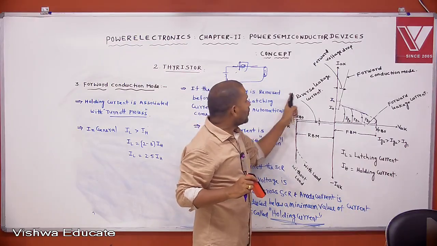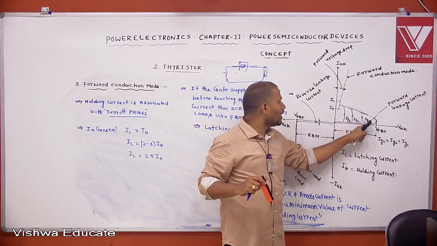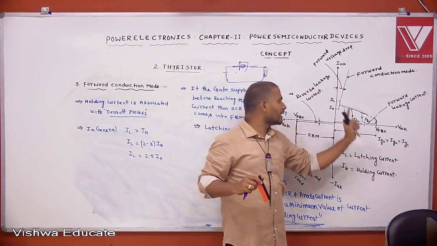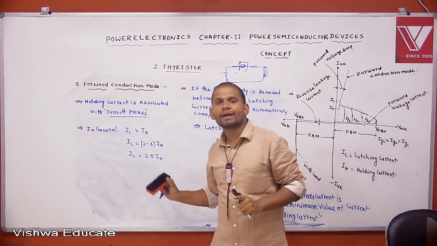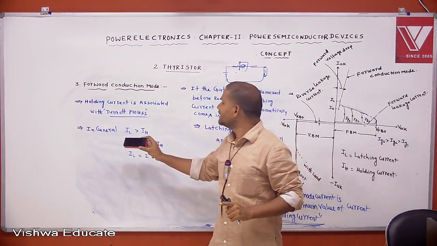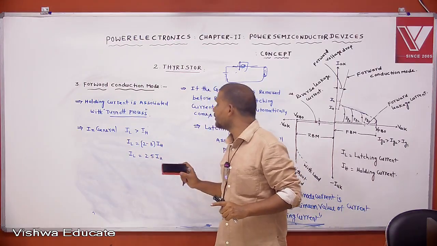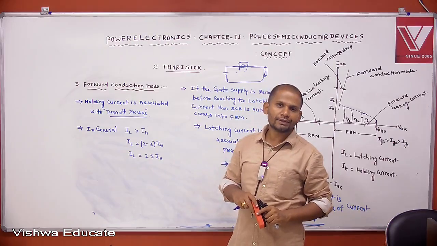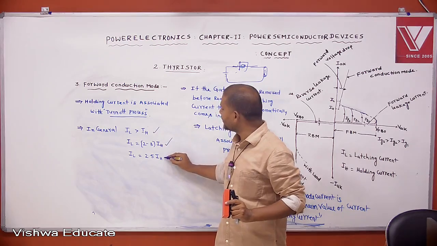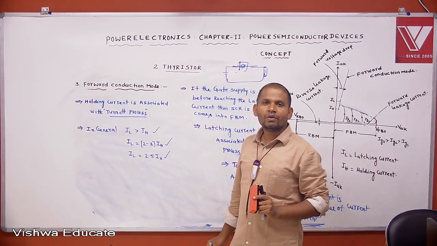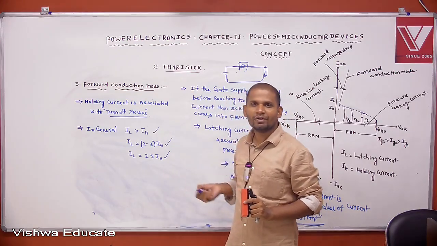Okay. This is the reverse blocking mode of operation, this is the forward blocking mode of operation, and this is the forward conduction mode of operation. Then what is the significance of latching current and holding current? In general, latching current is 2 to 3 times the holding current, or 2.5 times the holding current. Clear? These are very important relations for solving problems from a competitive exam point of view. You will see that in the classroom workbook. What problems are important based on this concept, I will discuss later on.